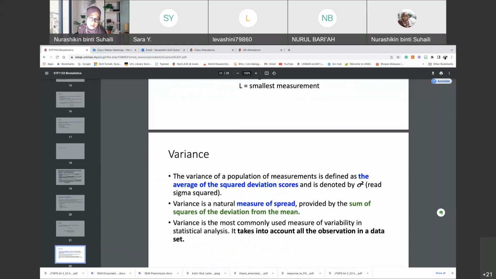It means that if you have a data set, you first want to measure the difference between each value and the mean, and then square it.